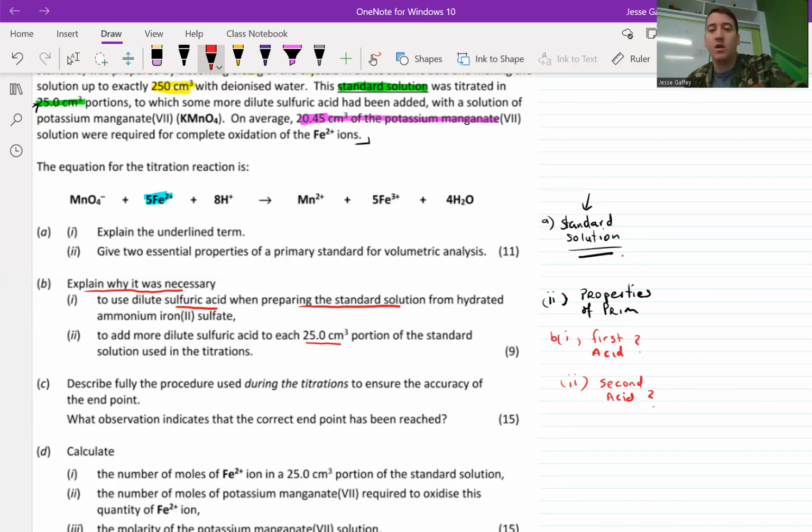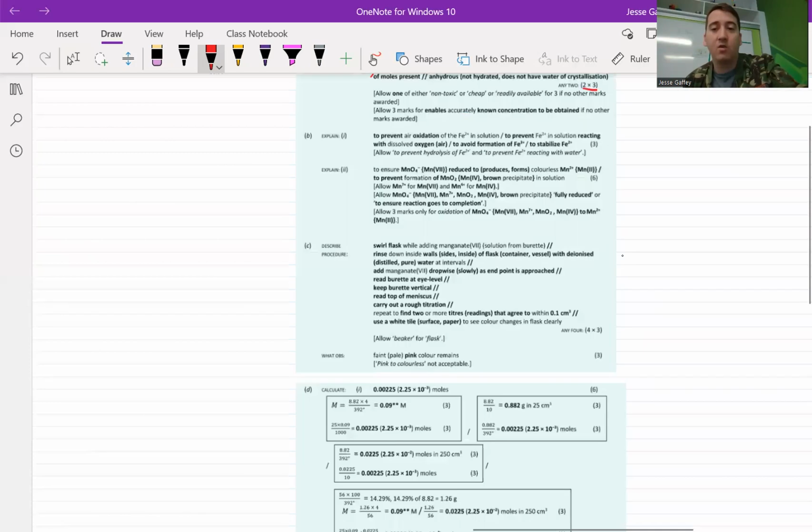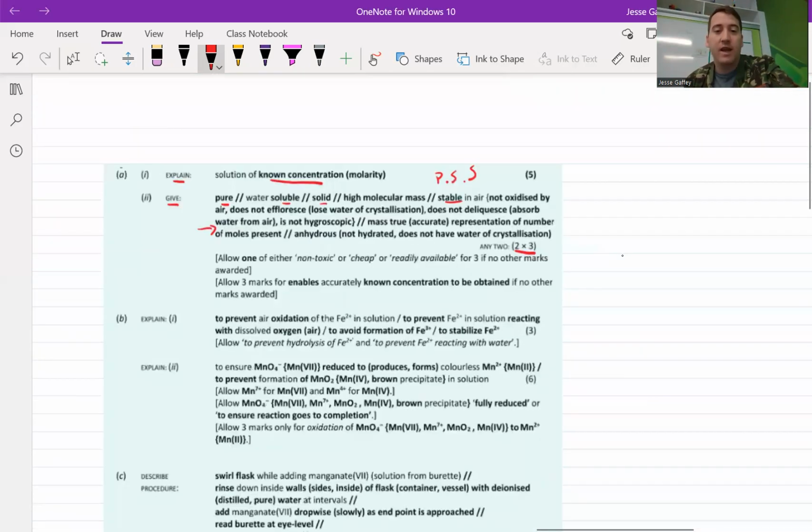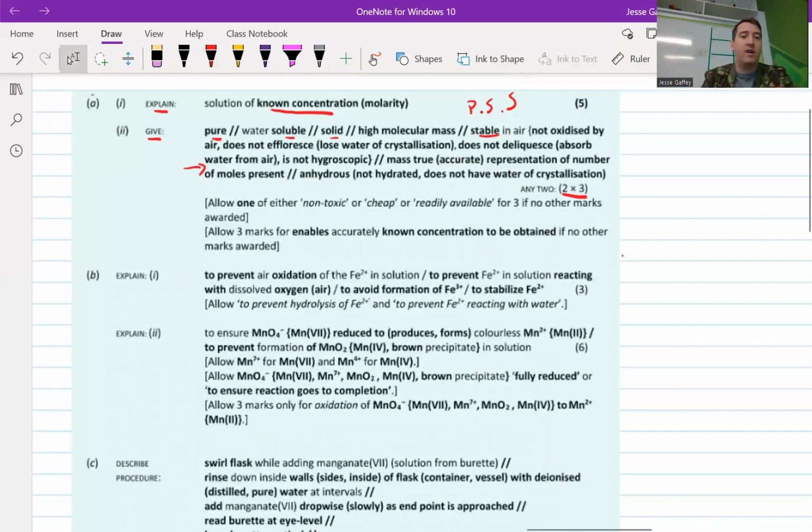Let's go to the mark scheme again. Hopefully you should only be playing this if you've answered this. If we don't add acid to the crystals when we're making up the solution, they will oxidize with the air. Fe2+ will oxidize with air. The reason we're doing this is to prevent oxidation of the iron 2 with oxygen, either in the air or in water if we put it straight into water. So that's what we're trying to do, prevent oxidation from iron 2+ to iron 3+.